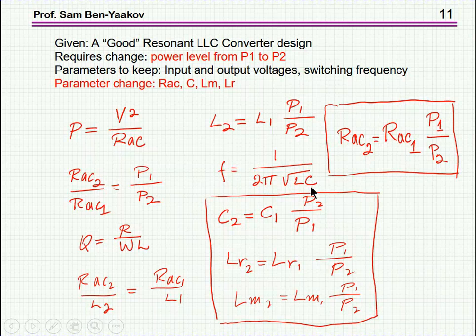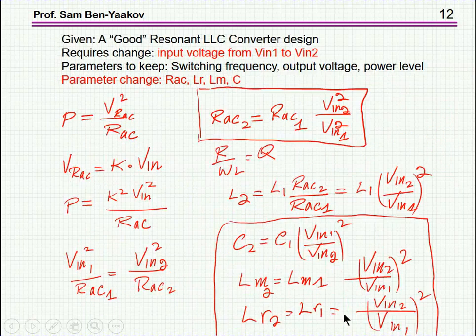To sum up, in this case, the new C2 is C1 times P2 over P1. LR2 is LR1 times P1 over P2. Notice that this is the inverse because the product should be the same since we are keeping the frequency. And the same thing goes for LM2, which is LM1, the original one, times P1 over P2.